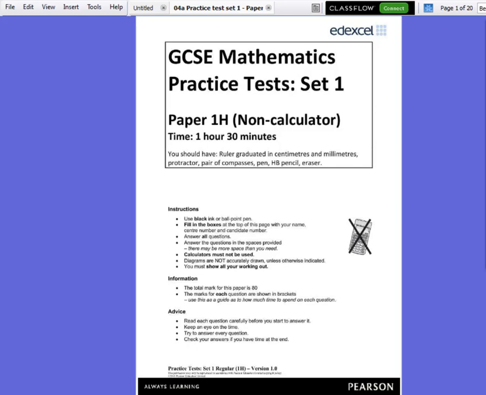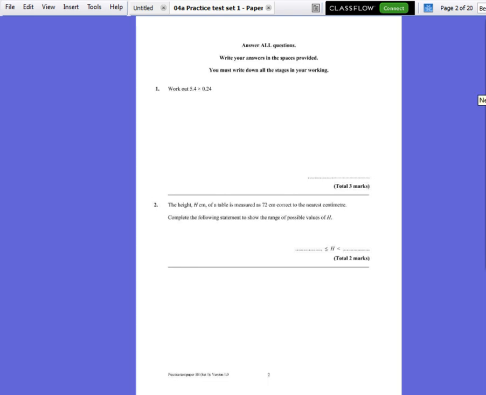This is Edexcel's GCSE Mathematics Practice Test Set 1, Paper 1H. Question 1. Work out 5.4 times 0.24.